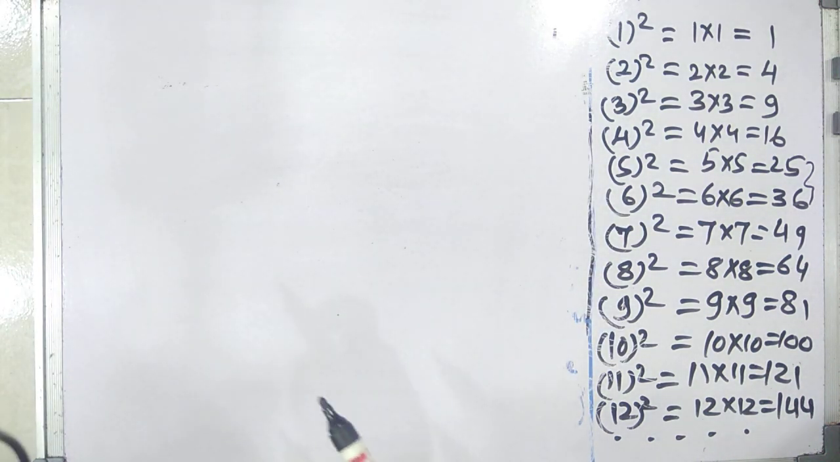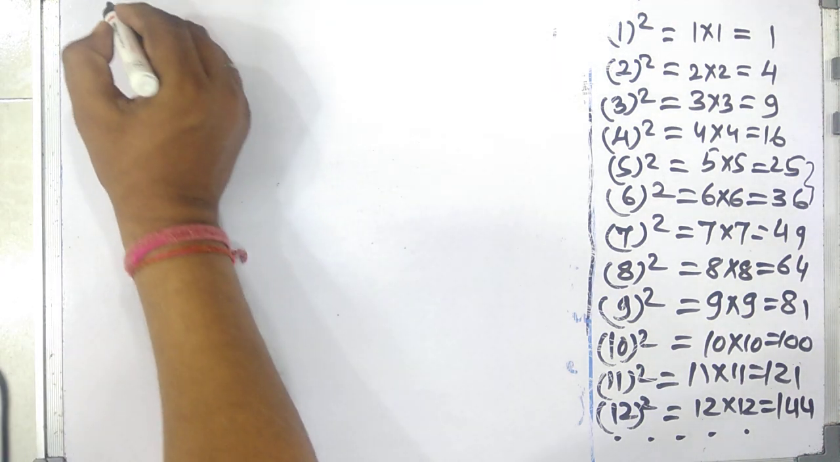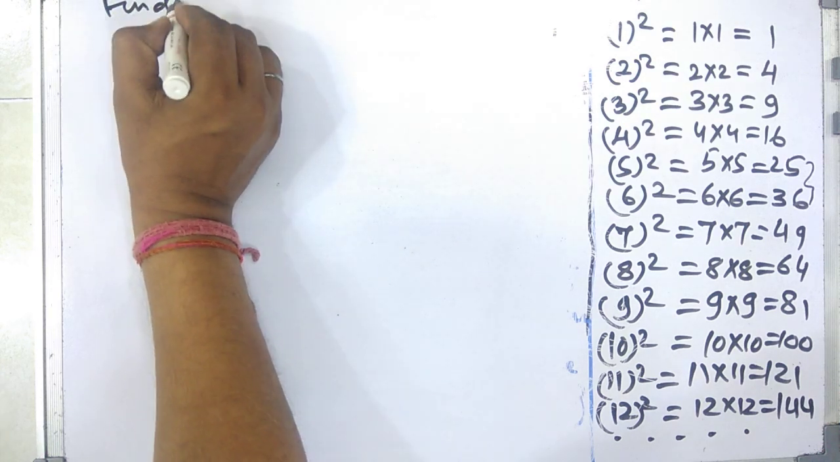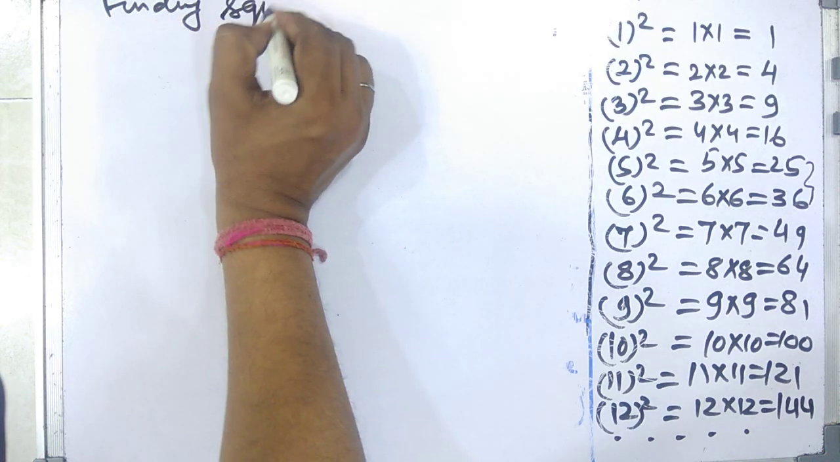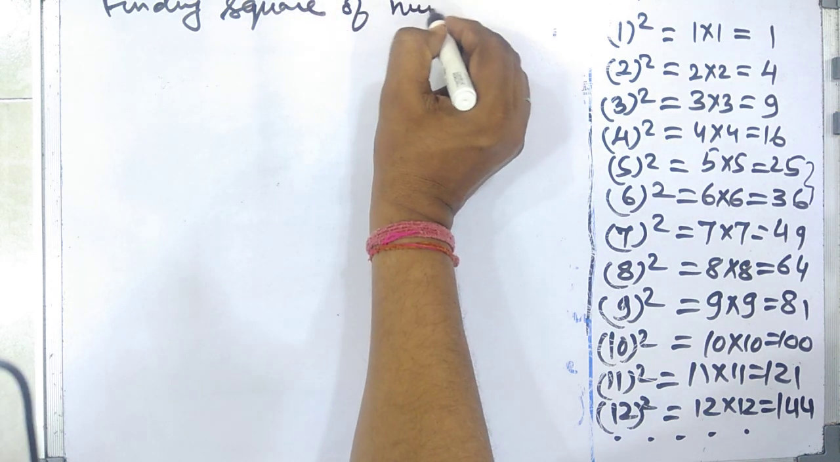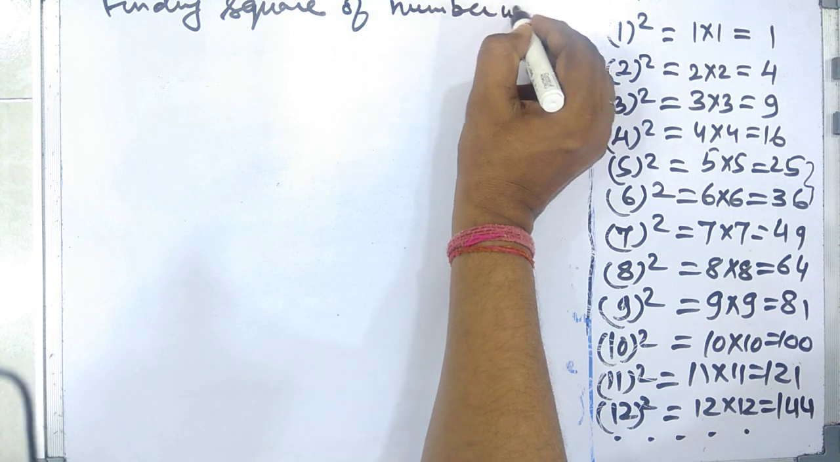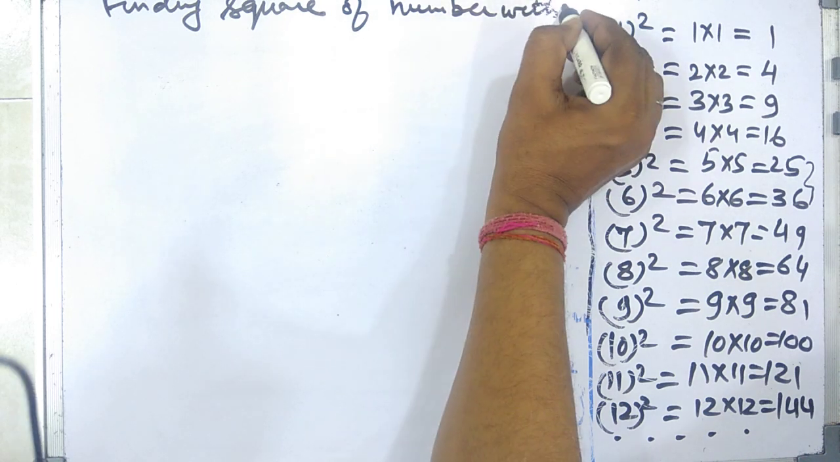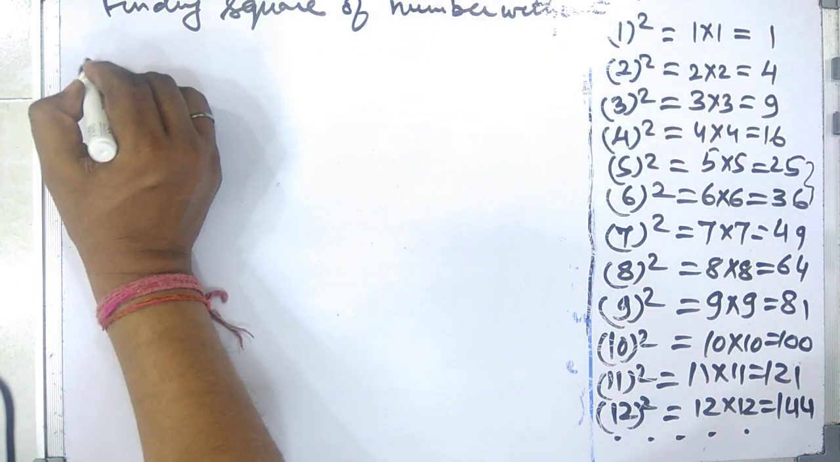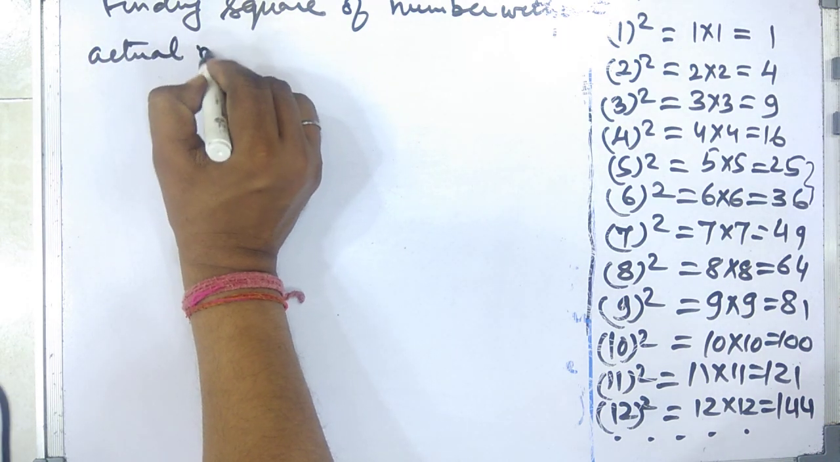Next, find the square of a number without actual multiplication.